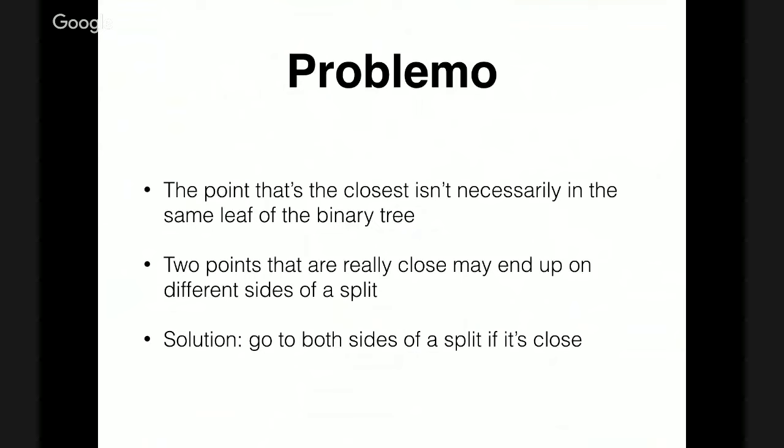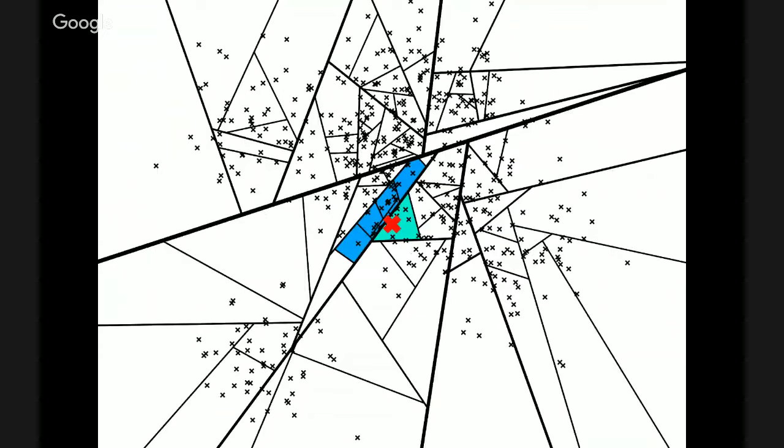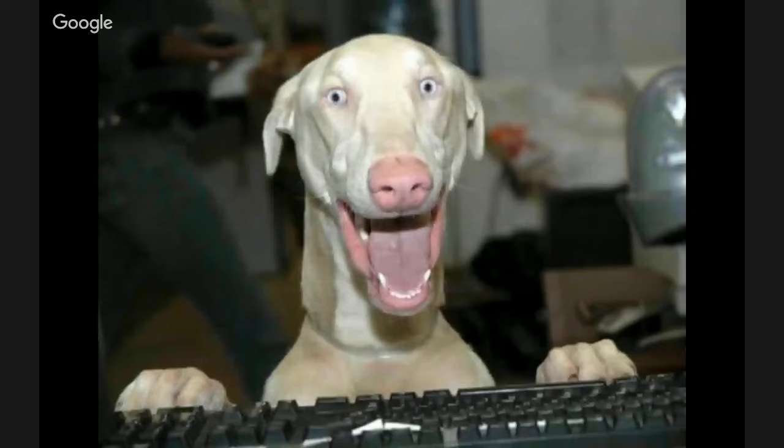And so the solution, in a lot of cases, is that if the query point is close to the split, we just go to both sides. So we traverse down the binary tree on both sides. We're going to go not just on this side, but also down here. Now we've expanded the search space a little bit, and we got a bunch more points. And so that's great.